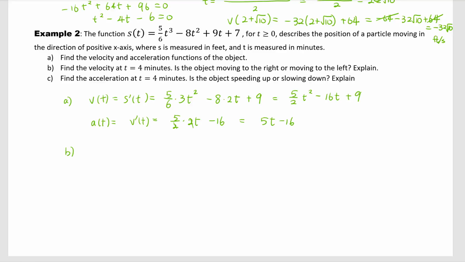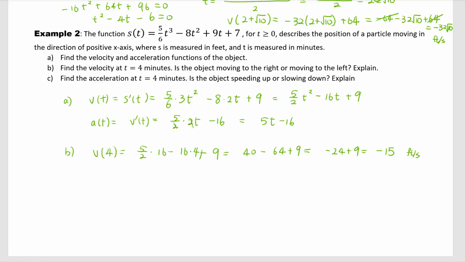So we want to put 4 into our velocity function. So 5 over 2, 4 squared, 16, minus 16 times 4 plus 9. Okay, 2 and 16, we get 8. 5 times 8 is 40, minus 4 times 16 is 64, plus 9. Well, that is negative 24 plus 9, negative 15. Right, everybody? So negative 15 feet per second.